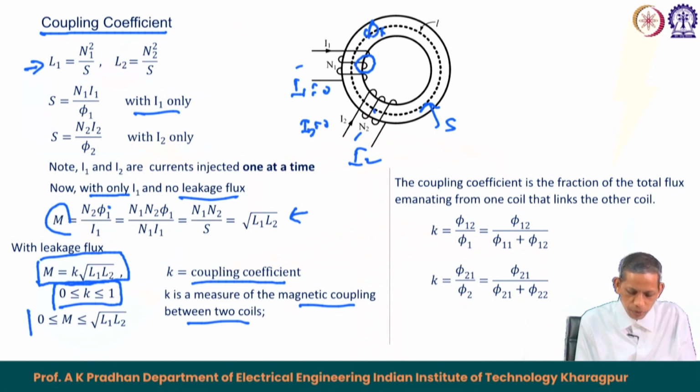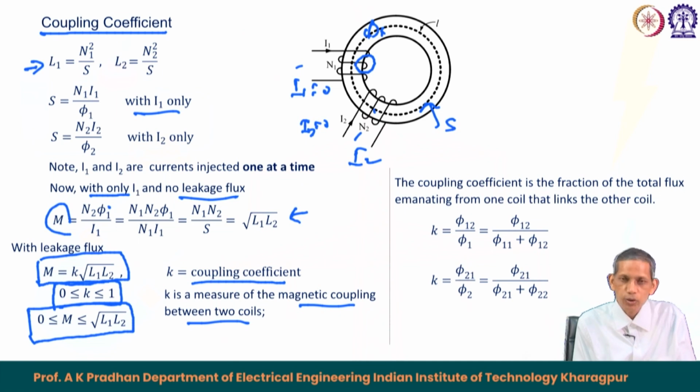So, from this, we can say that the mutual inductance M between coil 1 and coil 2 in this arrangement varies from 0 to less than or equal to root over L1 L2. When k is 1, no leakage flux, M becomes equal to root over L1 L2. There is another way of saying it: the coupling coefficient is a fraction of the total flux. So, k becomes equal to phi 12 by phi 1.